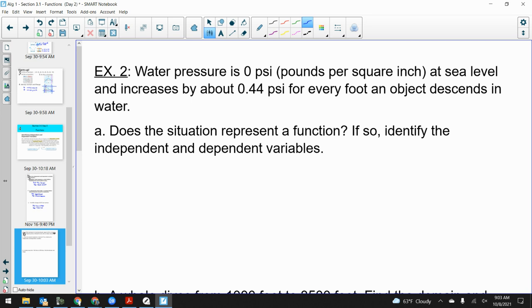Okay, it asks whether it's a function. Let's first identify the independent and dependent variables, and then decide, okay, is that possibly a function? So what is the independent variable here? What's going to change in this situation, Brennan? How far you go underwater. The depth. If I change the depth, what's that going to cause to change? The pressure. The amount of pressure.